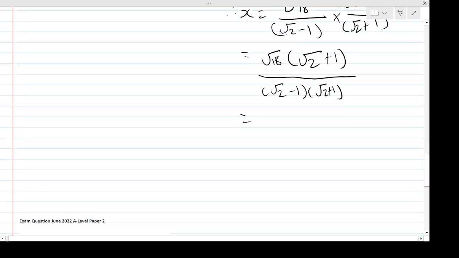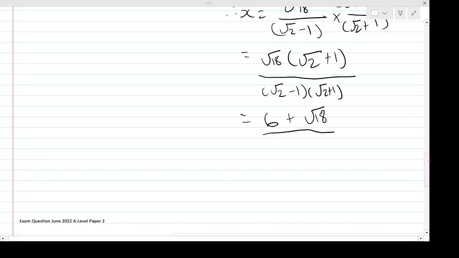And then again, if I expand the top part, first of all I'm going to have root 18 times by root 2. Again, I can bring that together as one to be root 18 times 2, which is going to be root 36. Well, actually, what do we know about root 36? That is 6, because 6 squared is 36. So actually, root 36, first of all, just goes to 6. Then I'm going to have root 18 times 1, that's going to be root 18. And then that's the top bit dealt with.